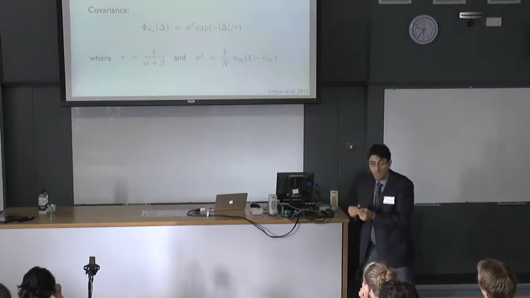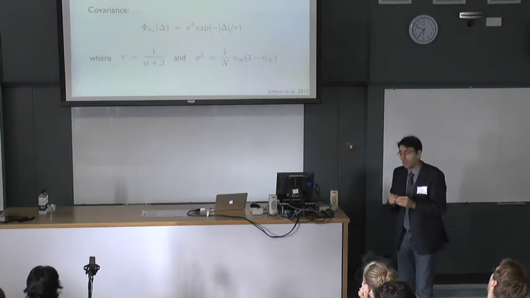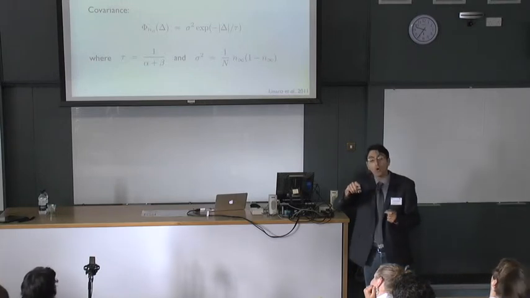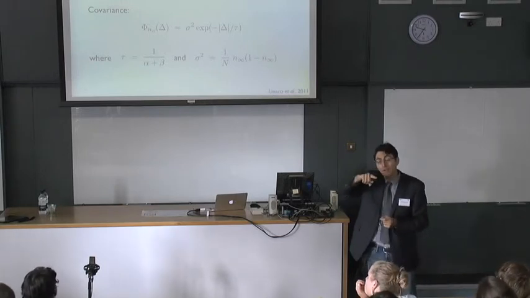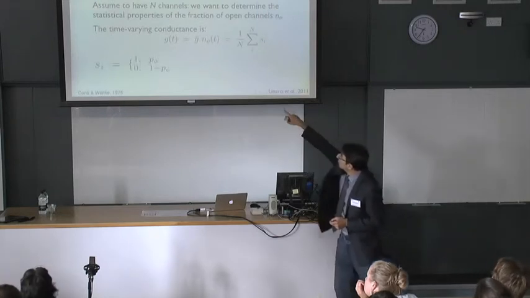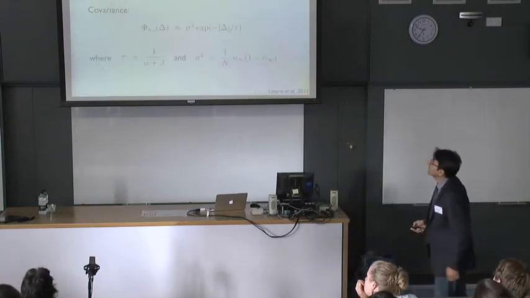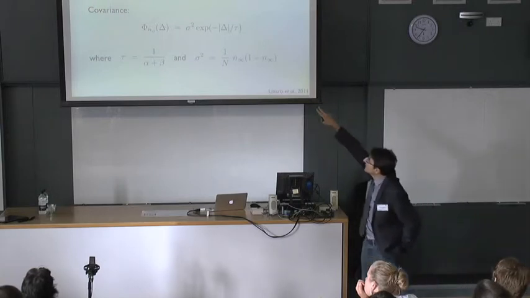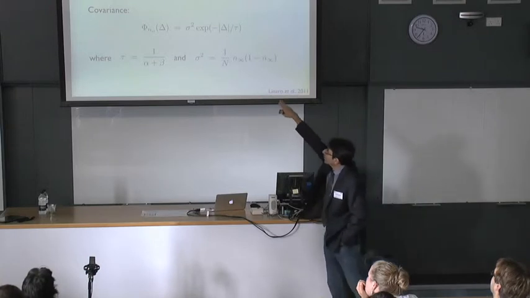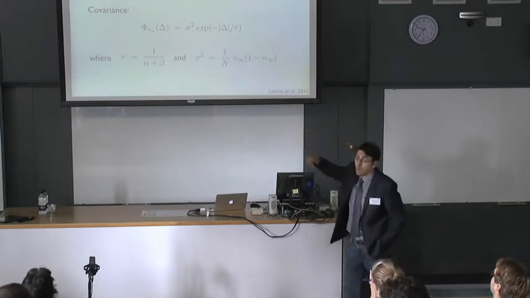So after that, you have everything, and you can calculate the mean, the variance, the covariance or the correlation length, and the autocorrelation function of the probability of occupancy as a function of time, or of the fraction of channels in the open state, N0 of t. I will not go into the details of these expressions.